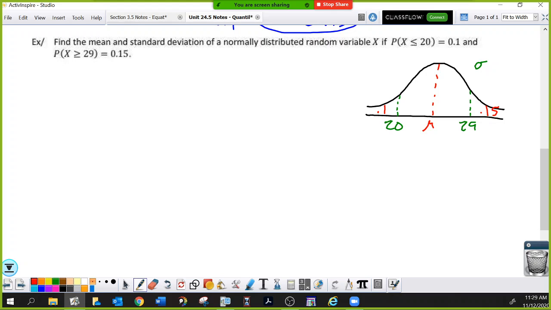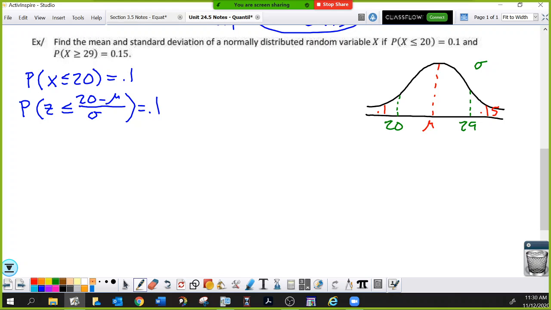Here we go. That's all I'm given. That's it. You go, okay. Well, here's what we know. We know that since the probability that x is less than or equal to 20, no, I'm going to use z, is equal to 0.1, I could convert this to a z-score. So say that the probability that z is less than or equal to 20 minus an unknown mean divided by an unknown sigma had better also be 0.1. You see, I can use inverse normal to find the z-score associated with the area of 0.1. Does that make sense? Okay.